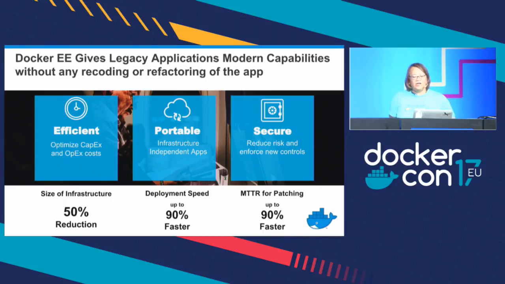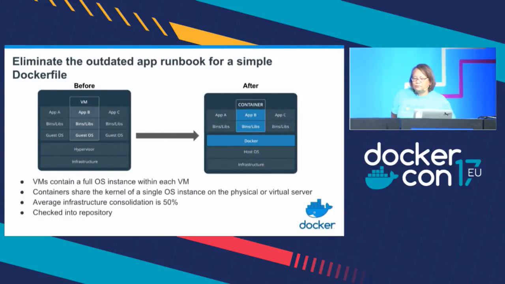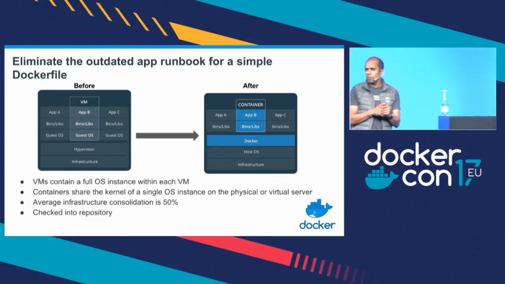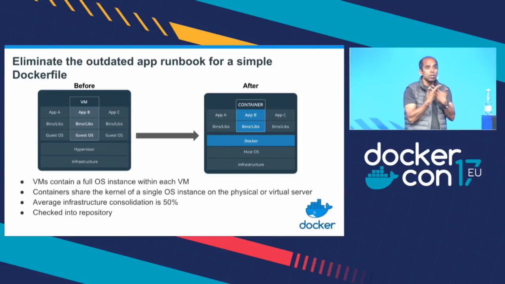Plus, we want to make it all secure. Nobody wants to be the next Equifax. So we want to reduce the risk and enforce all these new controls. We want to make patching of applications, patching of images, 90% faster. And one of the things I really like about this particular slide is, you may wonder, what are those numbers, 50, 90, et cetera? Those are real numbers that Docker has talked to their customers about, on where they are seeing those benefits.